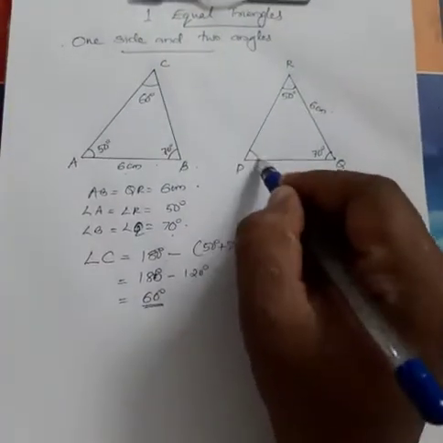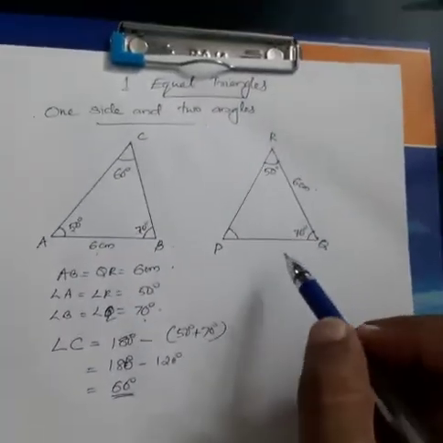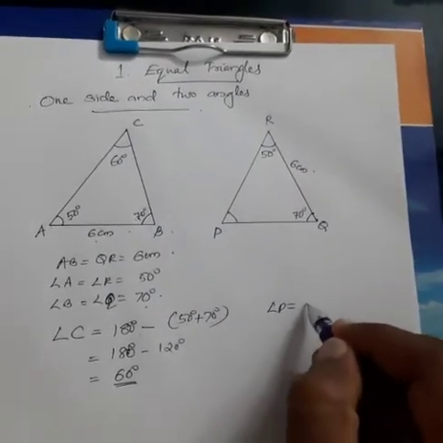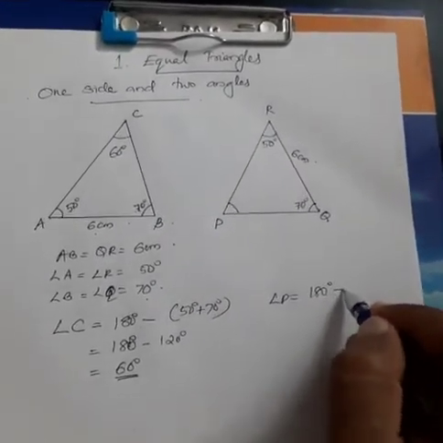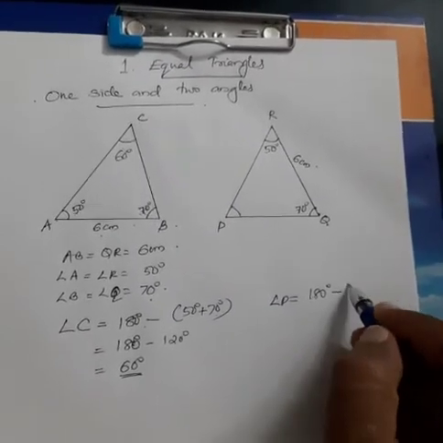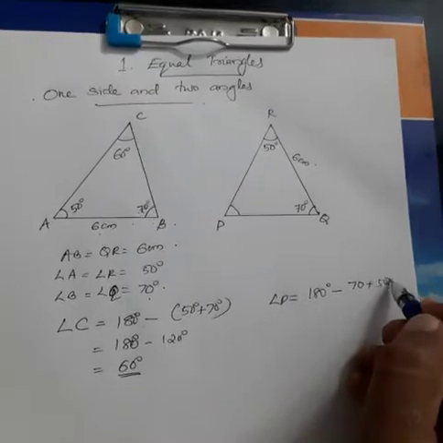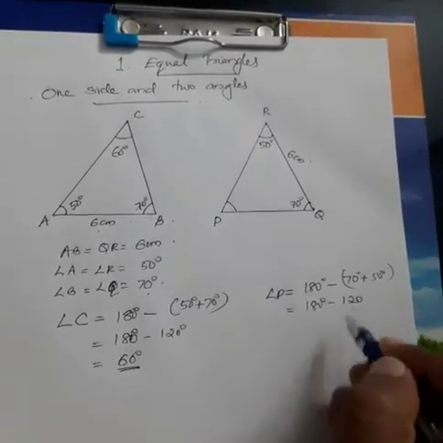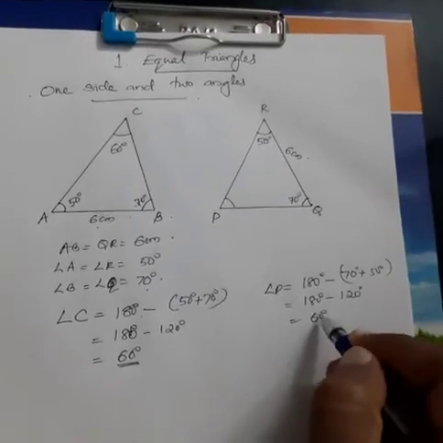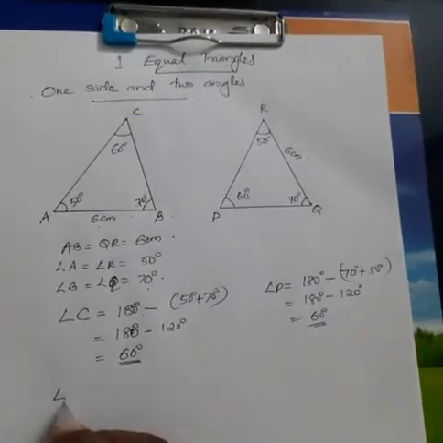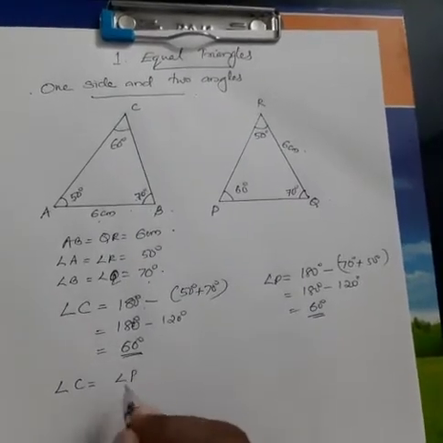Then what about P? Here also you can do like this. Angle P is equal to 180 degree minus (70 plus 50). So 180 degree minus 120, you get 60 again. So you can write angle C is equal to angle P.